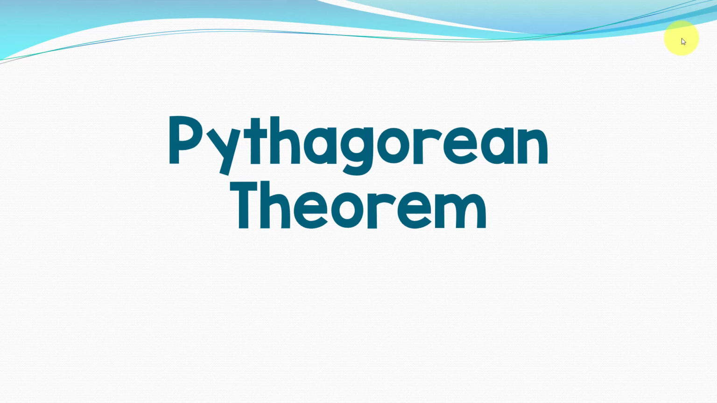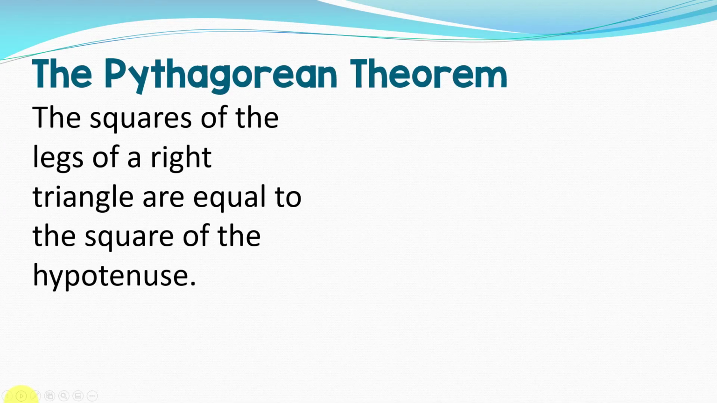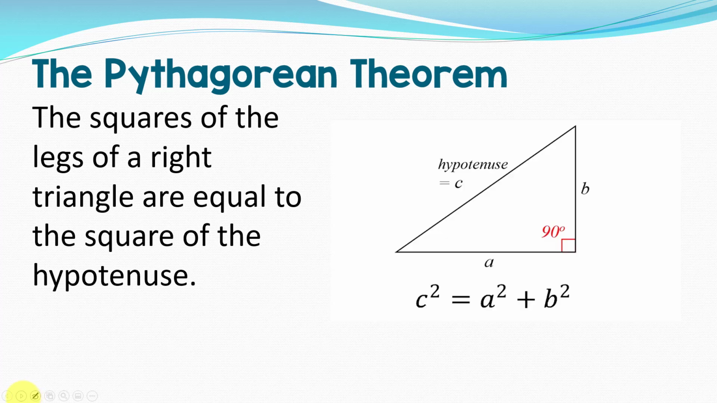All right, in this lesson we're going to review the Pythagorean theorem, and that's something that we use when we need to find the missing side in a right triangle. So the squares of the legs of a right triangle are equal to the square of the hypotenuse. So a squared plus b squared equals c squared is how we typically label it and think of it.